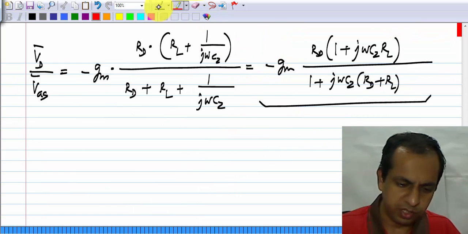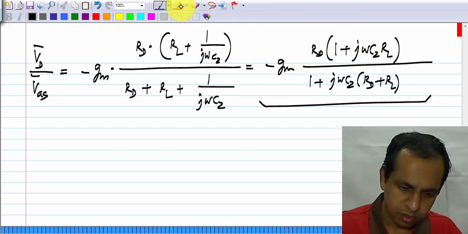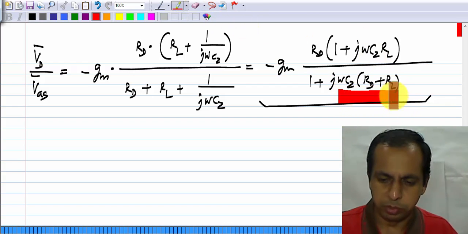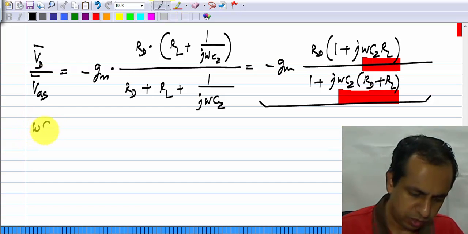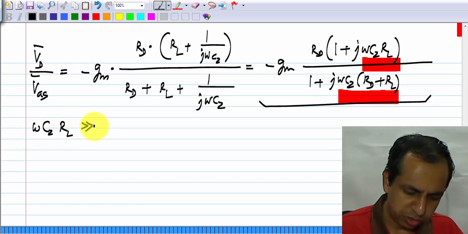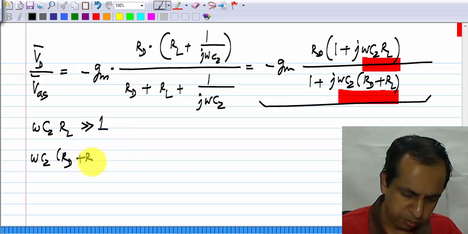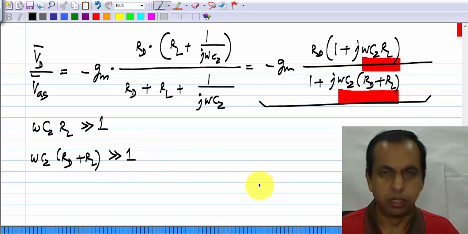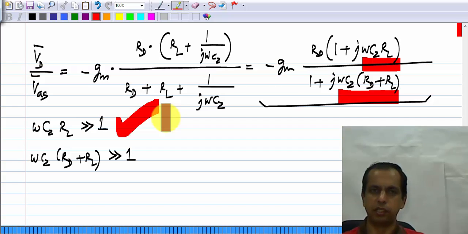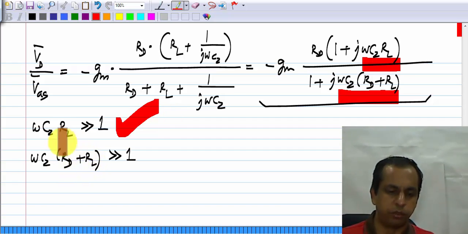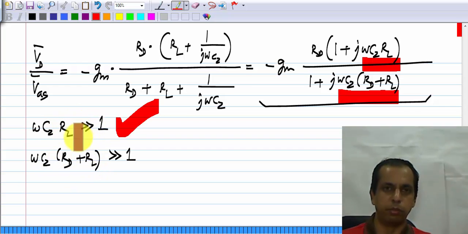In this case, you have to satisfy both conditions. You want this number to be much more than 1 and this number to be much more than 1. That is, omega C 2 R L to be much more than 1 and omega C 2 times R D plus R L to be much more than 1. And you clearly see that this is the stronger condition as far as C 2 is concerned. If R D and R L are about the same magnitude, these two are about the same. If R D is equal to R L, this is 2 times that. So, it is not a big problem.